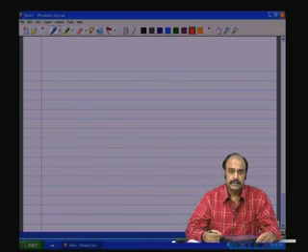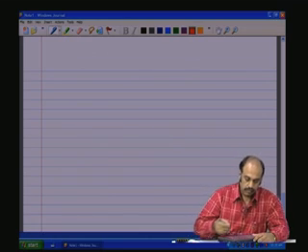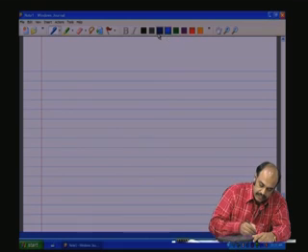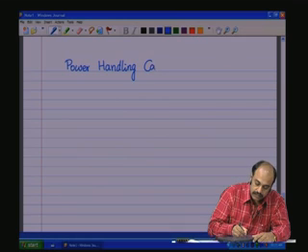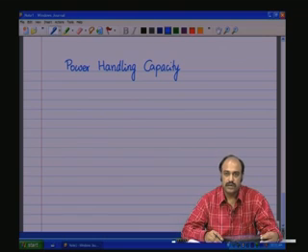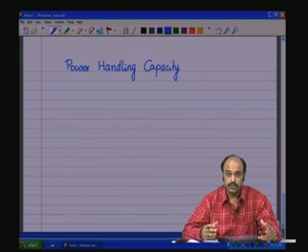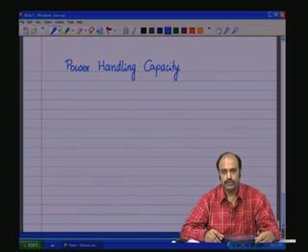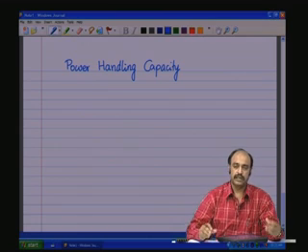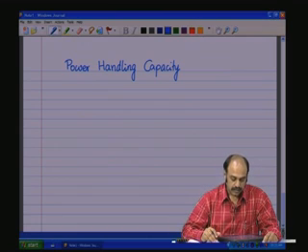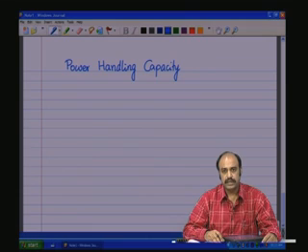Okay, now let us try to understand one more important aspect in the transformer, which is the power handling capacity of the transformer. You have the small transformers, the big transformers, the huge transformers, the oil cooled transformers, so on and so forth. So, you have transformers with varying sizes, right from small signal to very high power transformers. Now, what decides the power handling capability of the transformer?